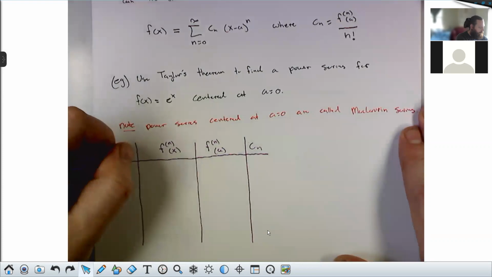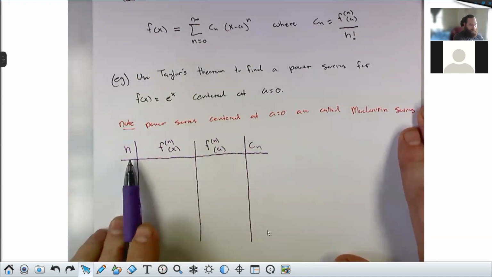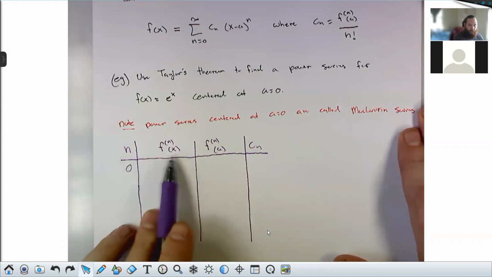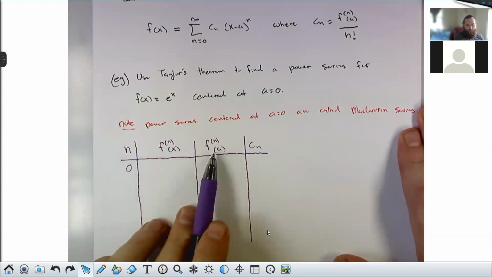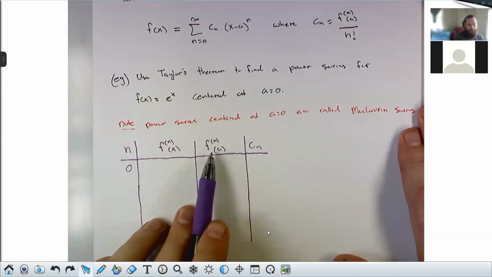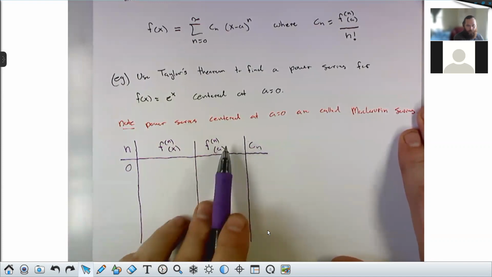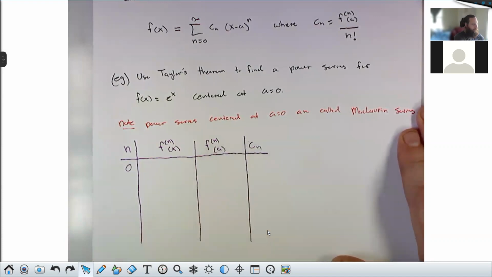So I like to start by filling out the n equals 0 row. This column is just n. This is the nth derivative of your function as a function. This is the nth derivative of your function with the center plugged in. In this case, a is 0, so we'll be plugging in 0. And this is the nth Taylor coefficient. It's what you get by dividing the previous column by n factorial, according to this rule.